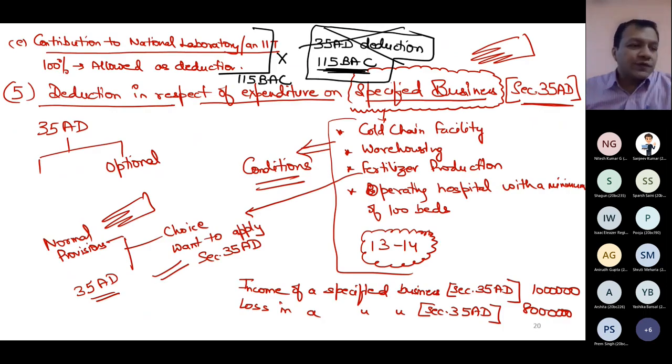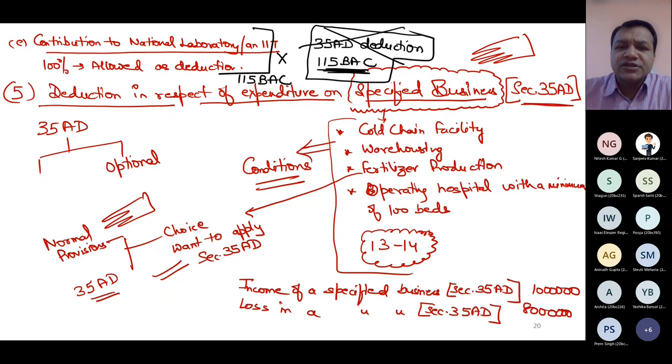That's it. 35 AD is also over. And what expense sections have we covered? 30, 31, 32, 35 and 35 AD. We have covered till now only 5 sections which are allowed as deduction. In these 5 sections, one new point is that what expenses are not allowed if the assessee opts to pay tax under optional taxation scheme?